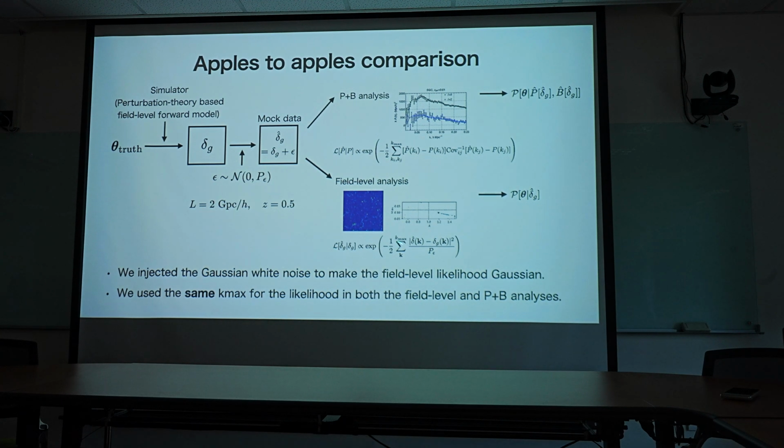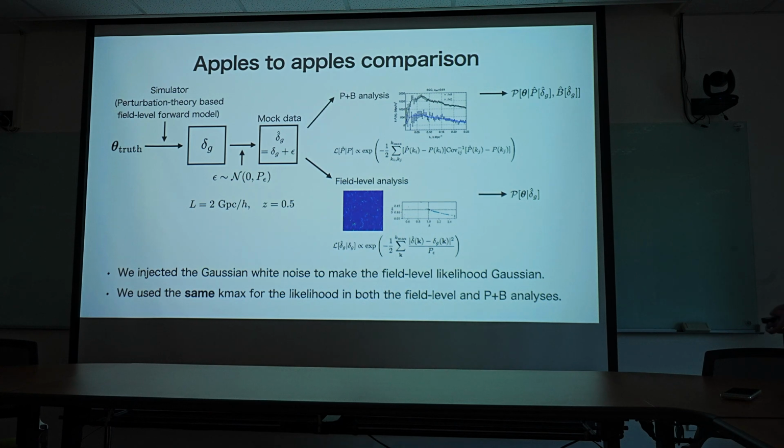And on the other hand, we run the full field level inference for this mock, assuming a Gaussian likelihood. In this case, this is correct because we added the white Gaussian noise by hand. So we make the field level likelihood Gaussian. Using this assumed likelihood, we run the field level inference to get the final posterior of the cosmological parameter given the data. And we will compare this posterior and this posterior.